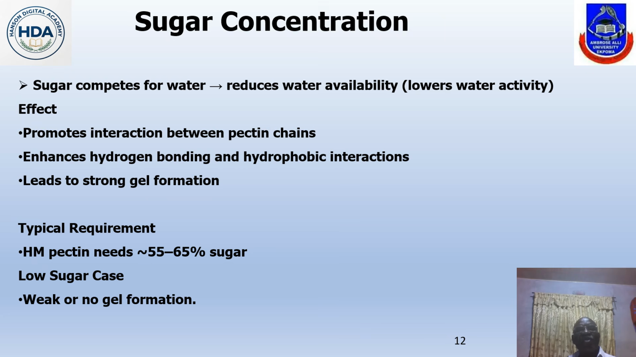How does sugar concentration affect pectin? We know that sugar competes for water, and this will reduce the water availability and lowers water activity. When this occurs, it promotes interaction between pectin chains. It enhances hydrogen bonding and hydrophobic interaction, which leads to a very strong gel formation.